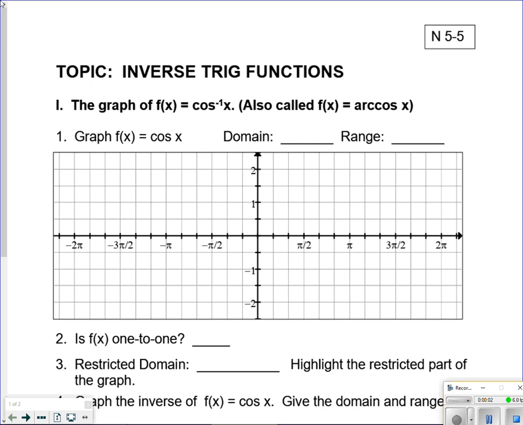Okay, so today we're going to do inverse trig functions, and we're going to combine two lessons that we already talked about: the graphs of the trig functions and our thoughts of inverses. So hopefully you remember that from first semester. So let's look at a cosine curve, and you should be an expert at drawing a cosine curve.